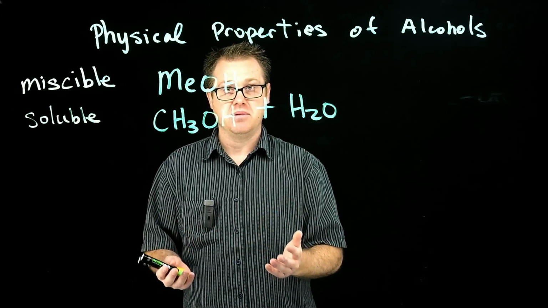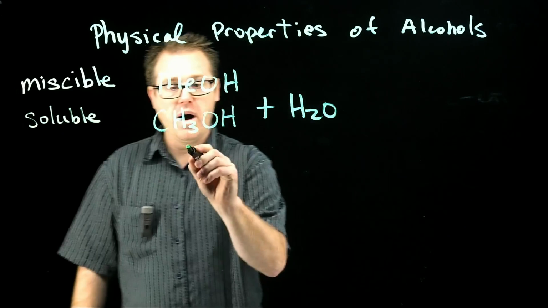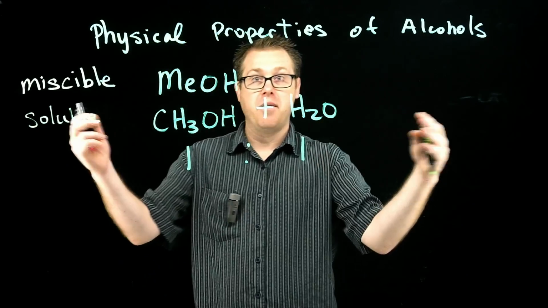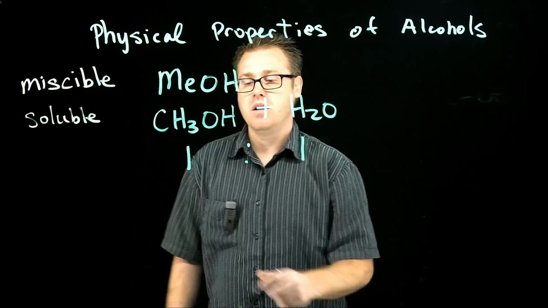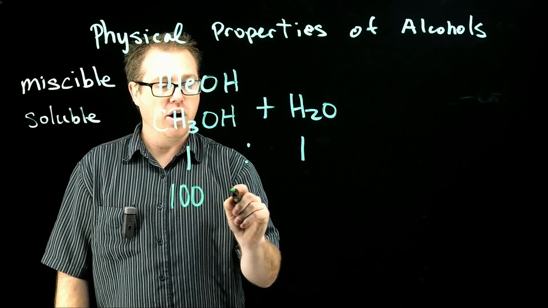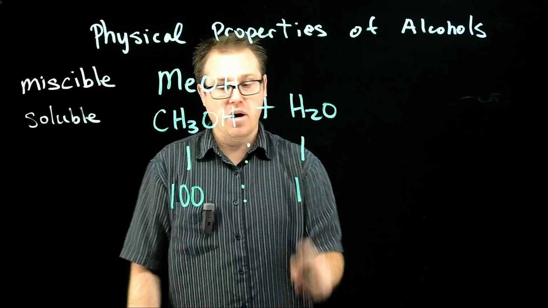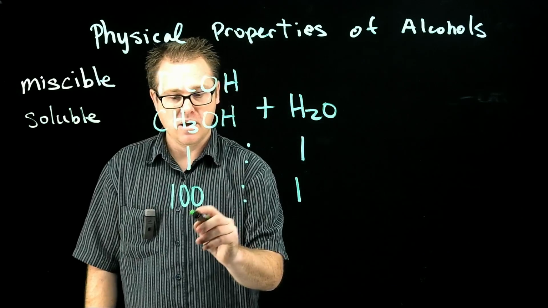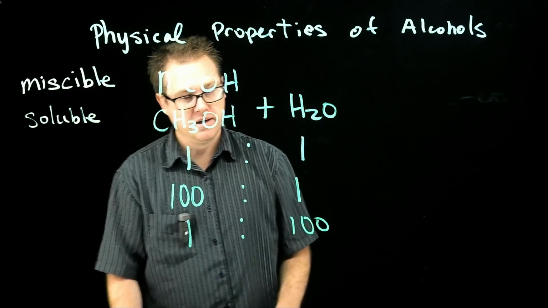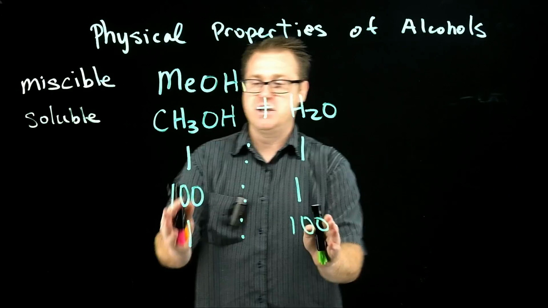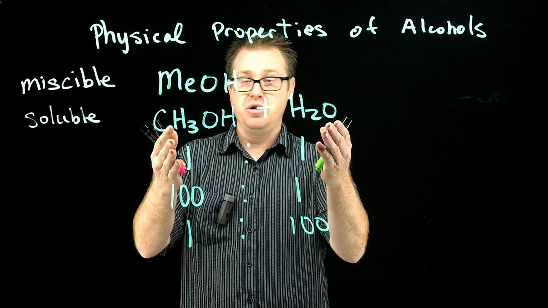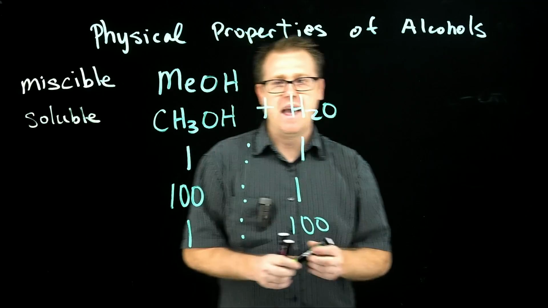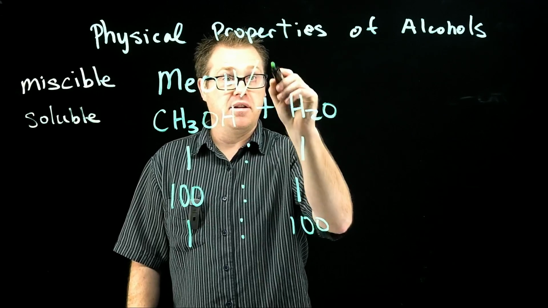They're not miscible. But if you took 1 part methanol and 1 part water and mixed them together, 100% miscible. If you took 100 parts methanol and 1 part water, 100% miscible. Perfect. They just mix. There's no layers. And if we do the other way, in whatever ratio that you add methanol to water, it's going to be 100% miscible. And the same thing for ethanol.